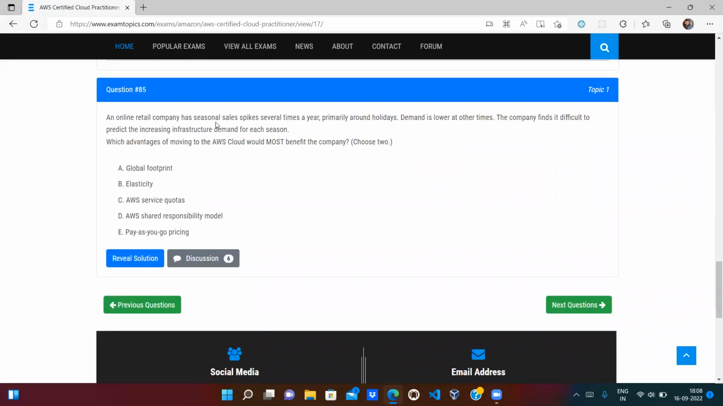An online retail company has seasonal sales spikes several times a year. Like, suppose there is a Flipkart: on a normal day maybe 1,000 users come, but on Diwali or some occasion 1 lakh users come. So there would be seasonal spikes primarily around holidays, while demand is lower at other times.